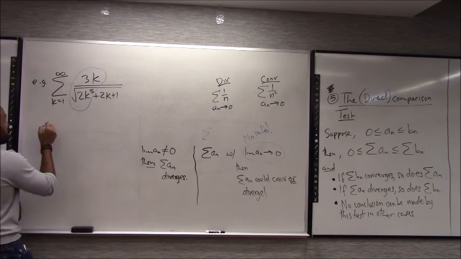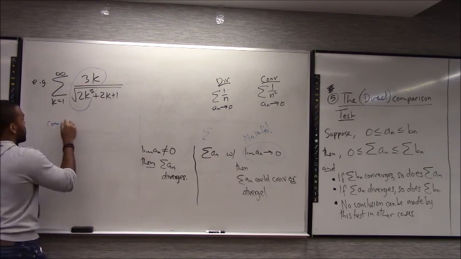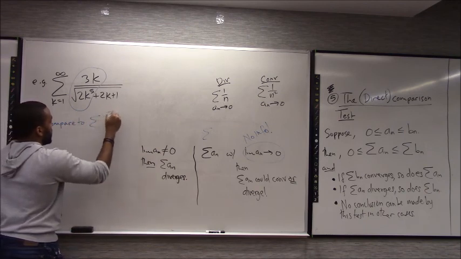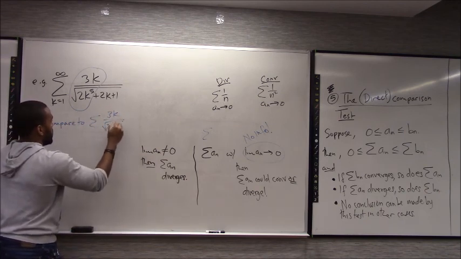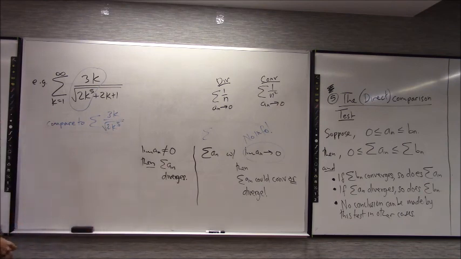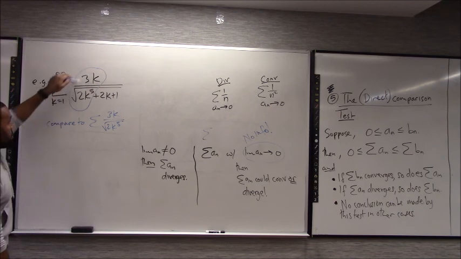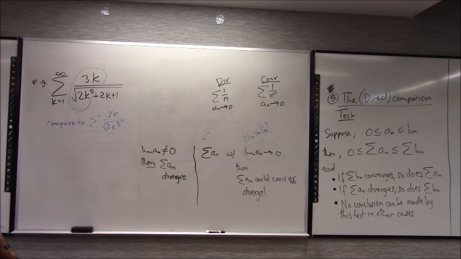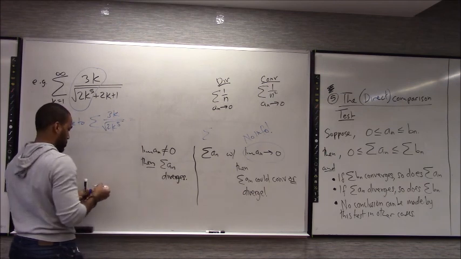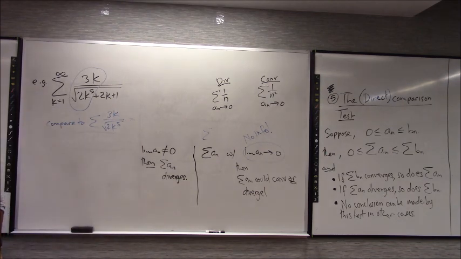So what I would want to do is compare to the series with 3k over the square root of 2k to the fifth. Right? That's going to be my first thought. What's going on as we go off to infinity? The little guys don't matter. This guy's going to behave like I'm adding this expression over and over. So now, what would that expression look like? Write that in a nicer form, a form that's useful to us. Take the 3 over square root 2 outside the series.